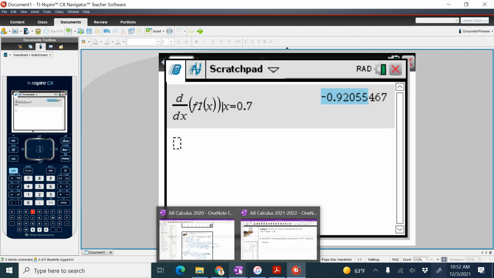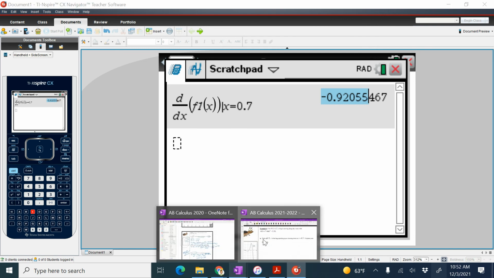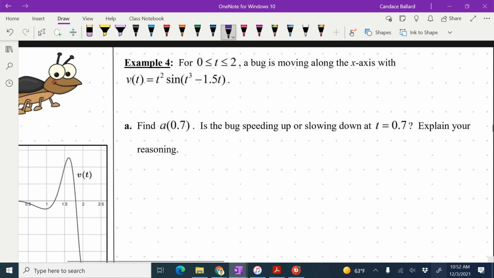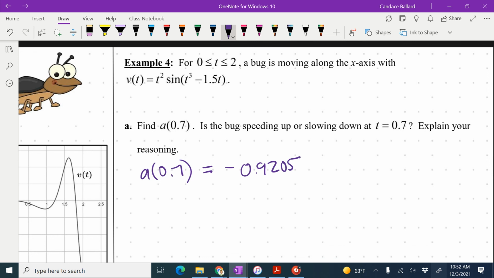I'm going to write that down, but remember, I can't just write that number. I have to label it. Okay, if not, I won't get my points. So A of 0.7 equals negative 0.92. I totally forgot. 0.5. I guess I could just stop at the 0. I only have to show 3 decimal places. And again, you don't have to round. You can just chop it off. Rounding is where we can make mistakes, so we just chop it off.